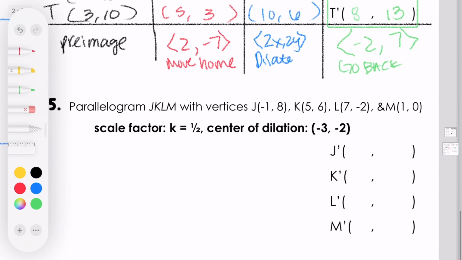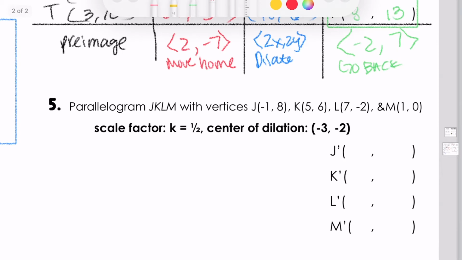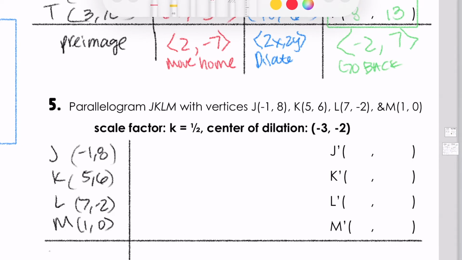All right, last one. This is our parallelogram. You guys are seeing the fraction. Don't worry. It works itself out. I promise you. I am going to do point J and K with you. You will be responsible for L and M. So first steps first. We are going to write down our original points. So I've got J, K, L, and M: -1, 8, 5, 6, 7, -2, 1, 0. This, again, is our pre-image.